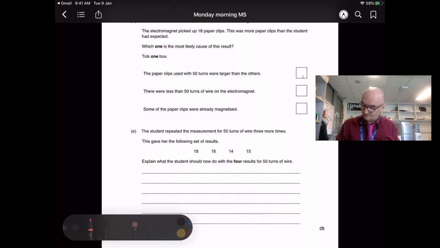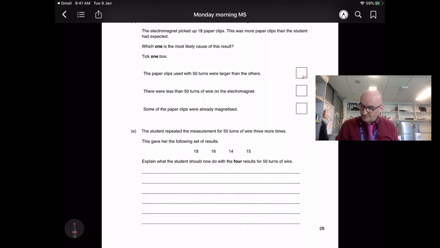Well, no, because that would be less. There were less than 50 turns of wire. No, that would be less. Some were already magnetized. That looks good. And that's a problem with this because students do it over a number of lessons. The technician puts out the paper clips for that particular practical, and all of them become magnetized because they've been in a magnetic field, and that's one way to make a magnet, as you all know.